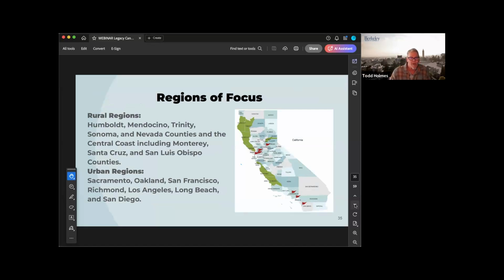We're also going to be researching in urban centers in Northern and Southern California. And so up north, we look from the Bay Area stretching along the I-80 corridor, right? So San Francisco, Oakland, Richmond, and Sacramento, as well as then down in Southern California along the coastal or I-5 corridor, looking at Long Beach, Los Angeles, and San Diego. Next slide, please.